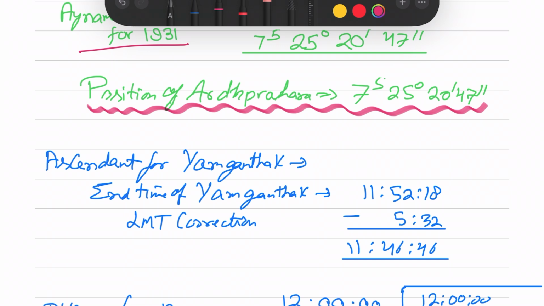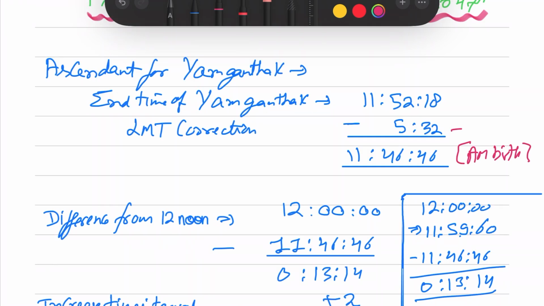Similarly, now we calculate for Yamaganthaka. Yamaganthaka end time is 11:52:18. We do the LMT correction. So we get this again. It is an AM birth, so we take the difference from noon, which is 13 minutes and 14 seconds.